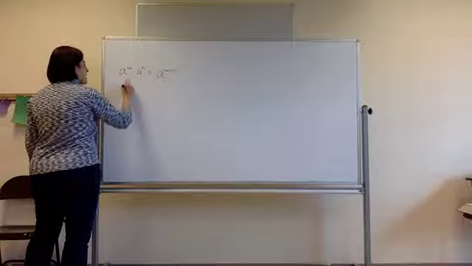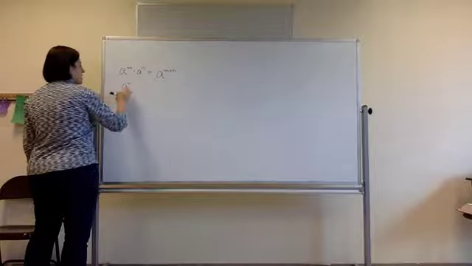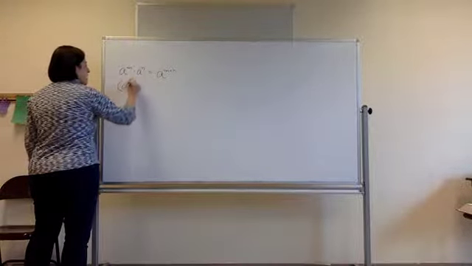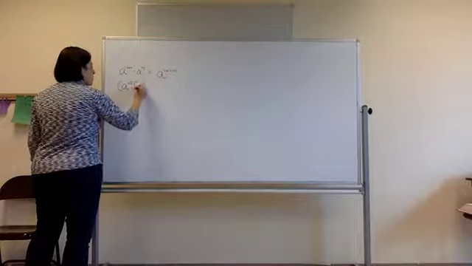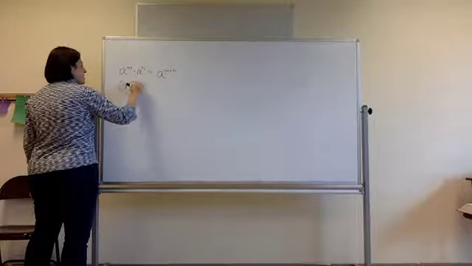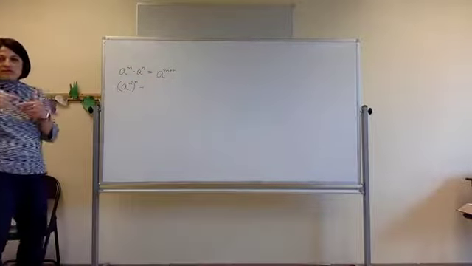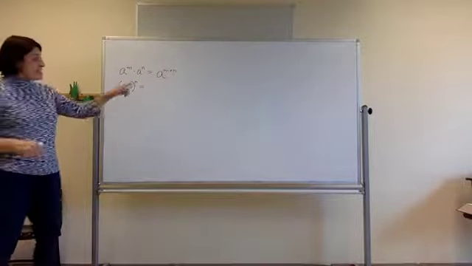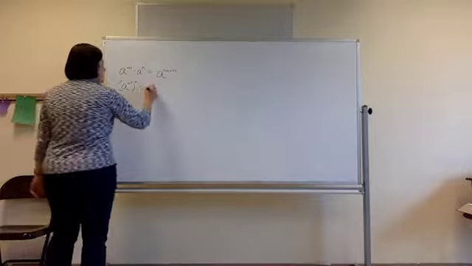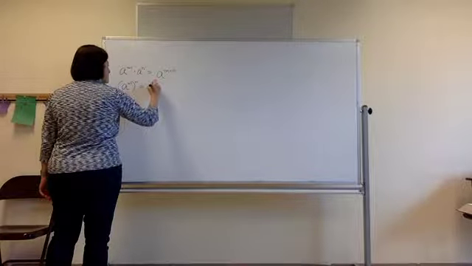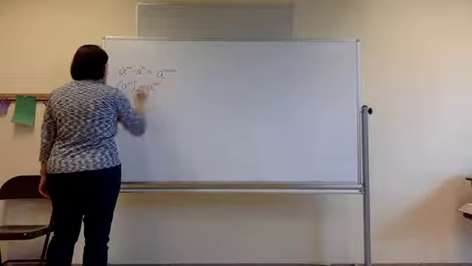If I take a base raised to a power, and I raise it to another power, that means whatever is happening in here is getting multiplied by itself n times. So a to the m gets multiplied by itself n times. Then what happens here? You multiply the powers.